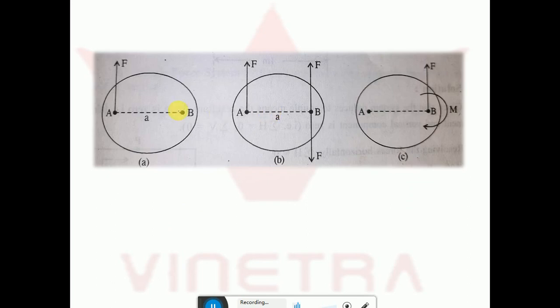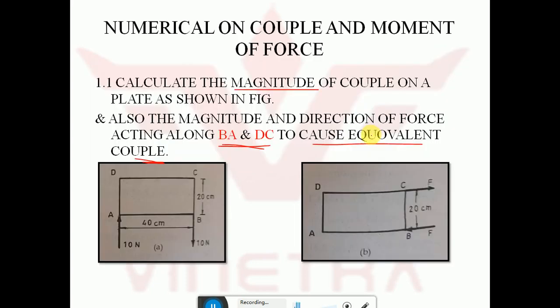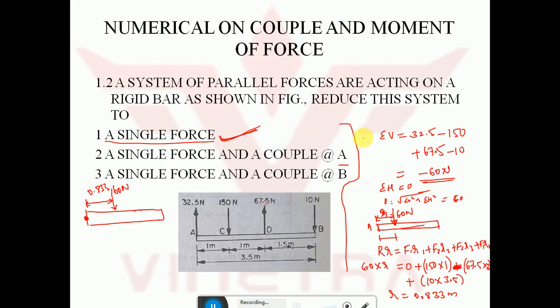So how have we converted this force to another force? See here, there is a force. They want to convert this force into a force and a couple at another point. The force is acting at A, and now I want to convert it into a force and couple at B. In this manner we have to convert. I have already explained this in my previous video on equivalent systems. Kindly go through that so that you can understand this one. That same method I am applying here to solve this.